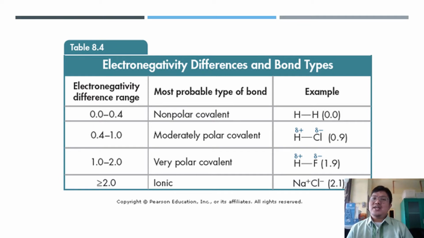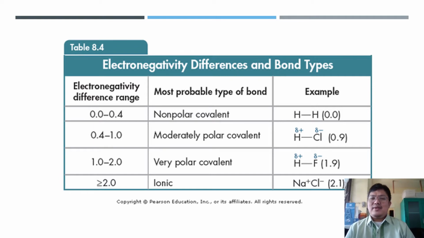Now, what is its connection with the electronegativity difference and bond types? As you can see here on the screen, you have the electronegativity difference range, the most probable type of bond, and the example. Say for example, the electronegativity difference range is from 0 to 0.4. That chemical can contain a nonpolar covalent bond. One good example is the bond between hydrogen atoms.